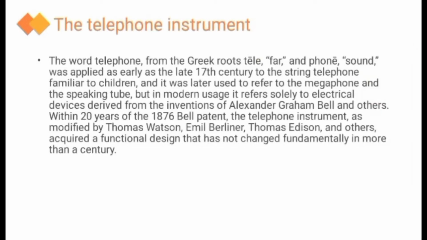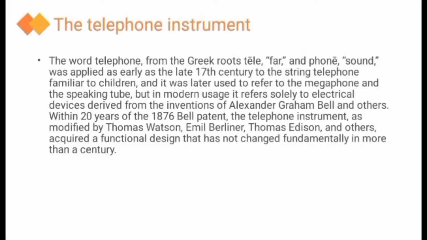The telephone instrument. The word telephone, from the Greek roots tele, far, and phone, sound, was applied as early as the late 17th century to the string telephone familiar to children, and it was later used to refer to the megaphone and the speaking tube. But in modern usage, it refers solely to electrical devices derived from the invention of Alexander Graham Bell and others.